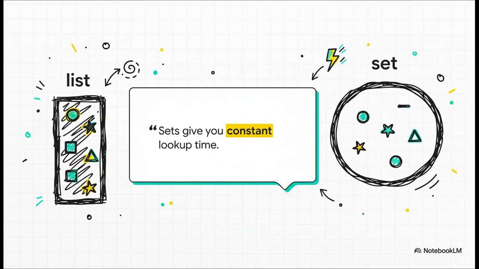This brings us to another super powerful tool in our toolkit, the set. A set is basically a bag of unique items, no duplicates allowed. But its real superpower is speed. If you have a massive list and you need to check if something is inside it, Python literally has to look at every single item. But as this quote points out, with the set, that check is almost instant. It's what we call constant lookup time.